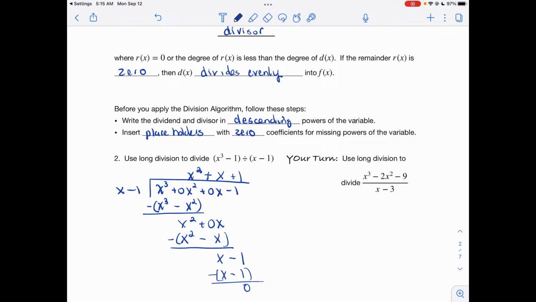So it tells me that x minus 1 is a divisor of this. But since I used long division to divide this, what's here on the top is my answer to the problem.